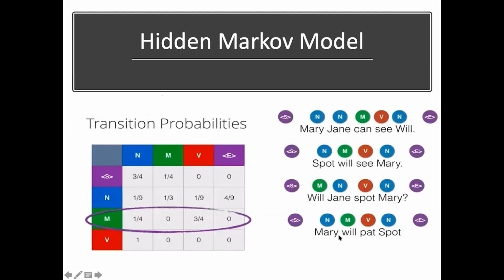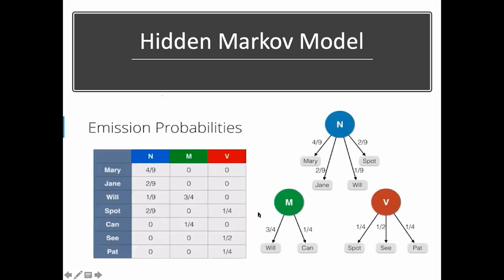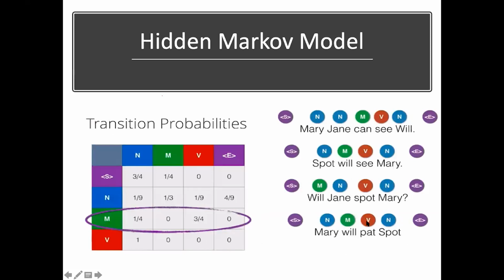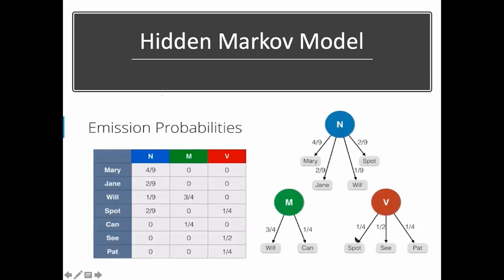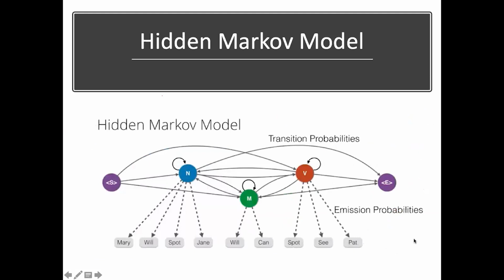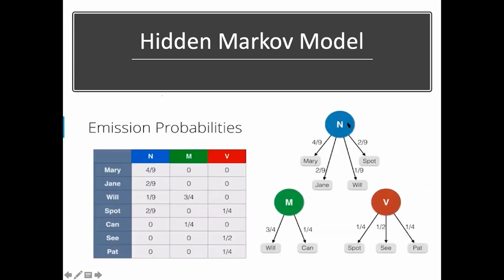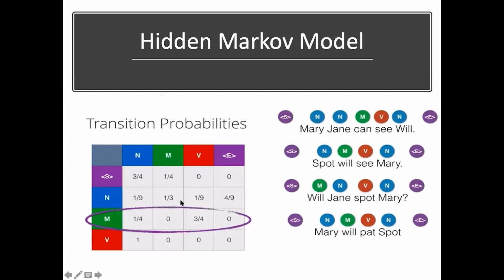Mary being followed by will is a noun to modal probability, which is 1 by 3, into 3 by 4. And will being a modal verb is 3 by 4. Pat being a verb is 1 by 4. Verb to noun transition will be 1, into the emission for Spot. Spot being a noun is 2 by 9. So I think this is a rough way of how we multiply both transition probabilities and emission probabilities to get the probability of this entire sentence being generated with these parts of speech.